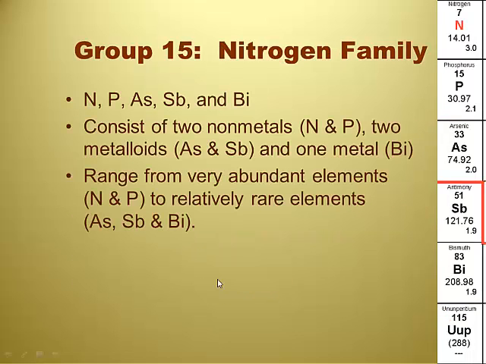Nitrogen, group 15. I'll bet this is going to have 5 valence electrons. Yep, there it is, 5 valence electrons because they're group 15. Nitrogen, phosphorus, arsenic, antimony, bismuth, and ununpentium. They range from very abundant elements like nitrogen and phosphorus to relatively rare elements like arsenic, antimony, and bismuth.